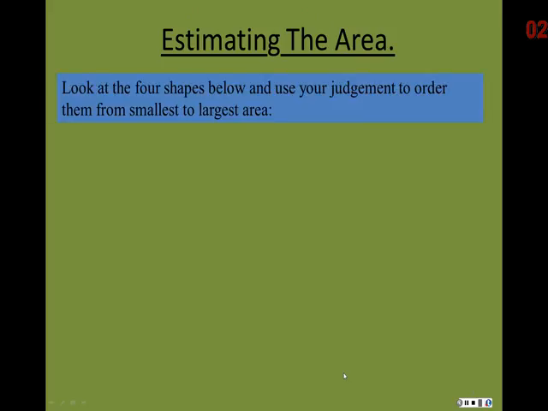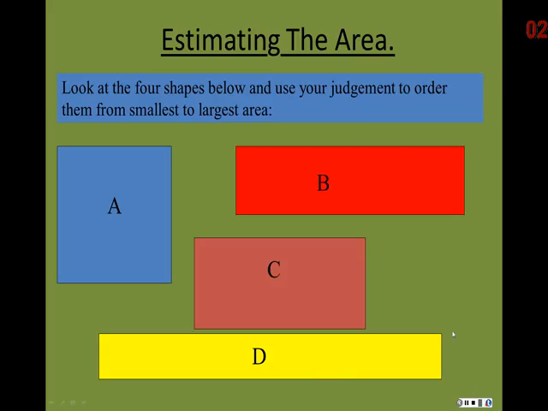Now I want you to look at these 4 shapes, here's shape A, here's shape B, here's shape C, and here's shape D. Tell me by just looking at these what your educated guess would be for what is the smallest to what is the largest. So what would be the smallest area there that you see? What's the smallest?